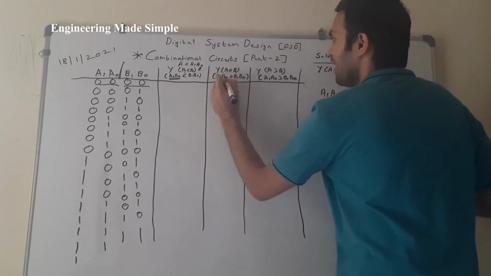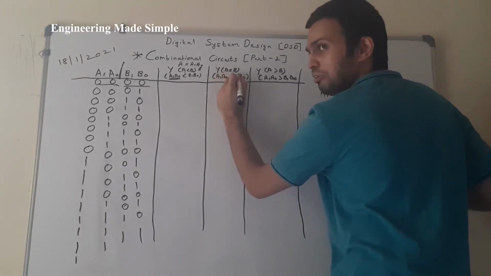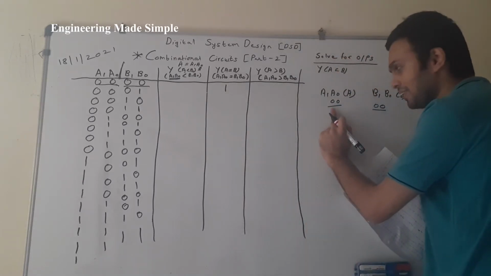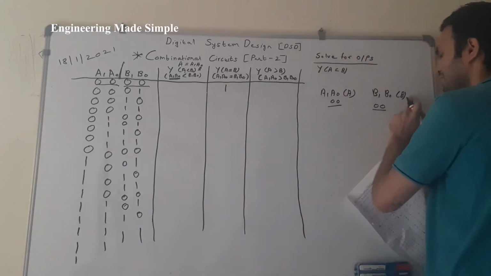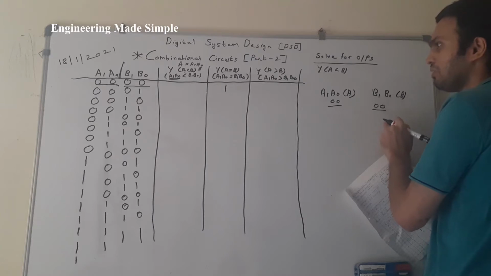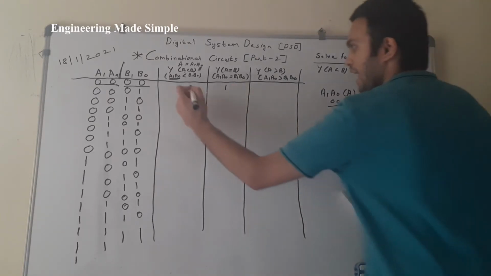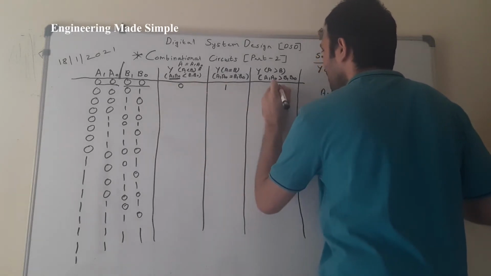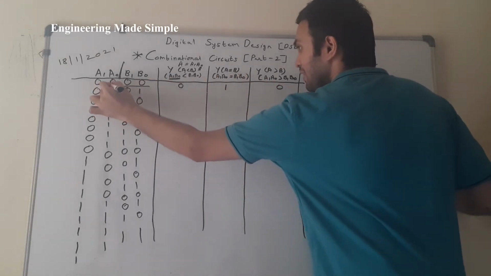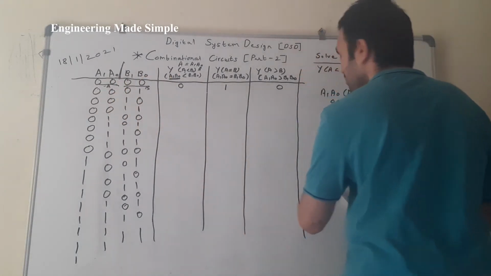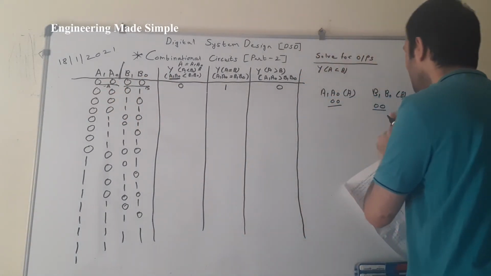So for y of A is equal to B, that is the A is equal to B column, the output will be 1, because A1 A0 is 0 0 and B1 B0, which stands for B, is also 0 0. So here 1 will be there in the first row, and the other two outputs will be 0. Why? Because the A is equal to B condition is satisfied, as this is 0 0 and this is also 0 0.